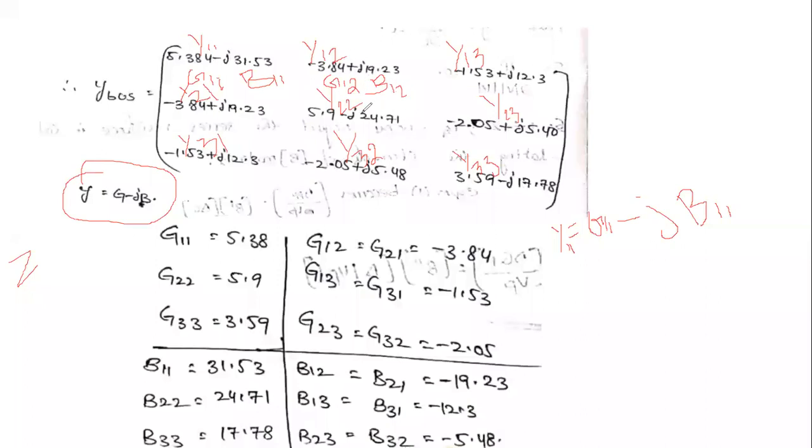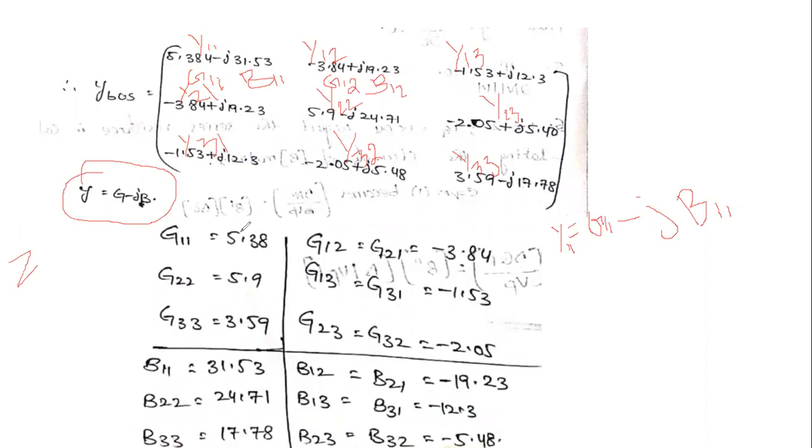B12 means minus. Why? Because we are taking it as the minus. The Y is the G minus jB. First, we are writing the G11.